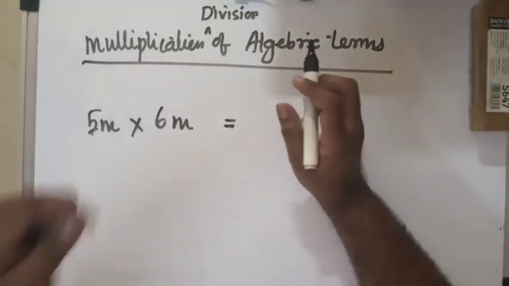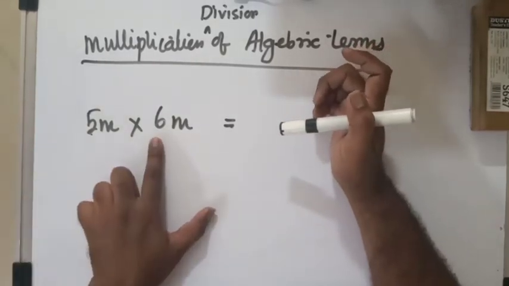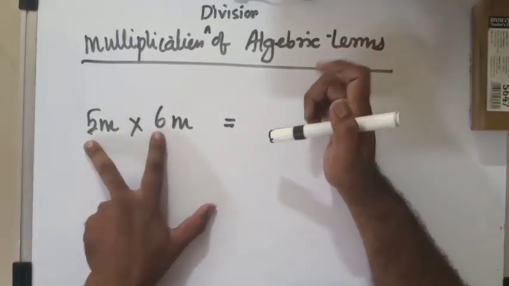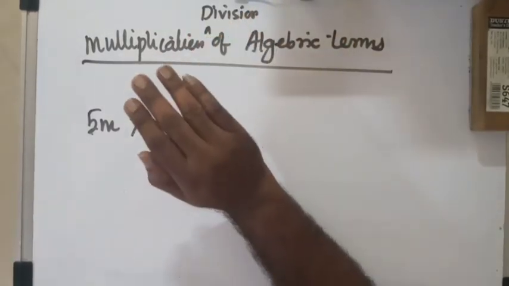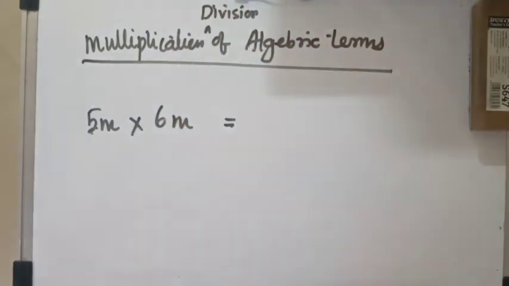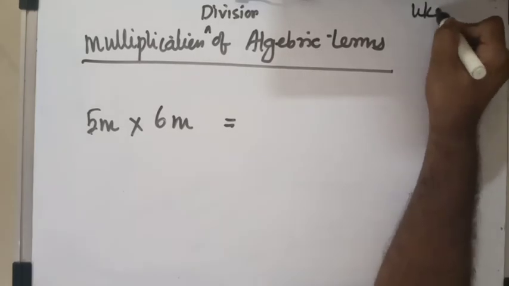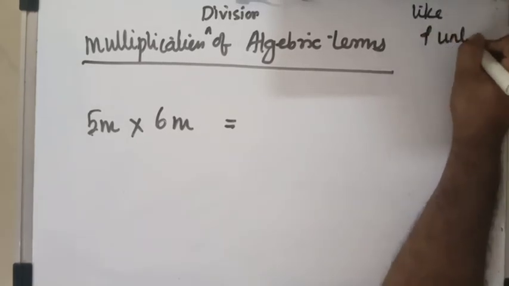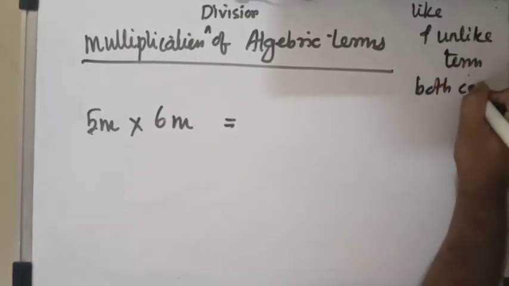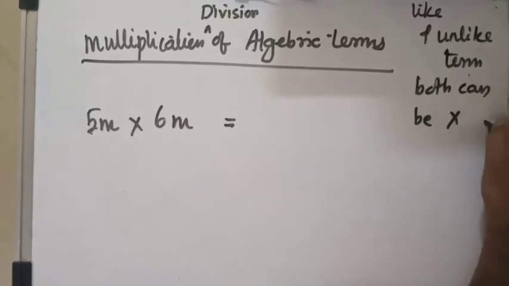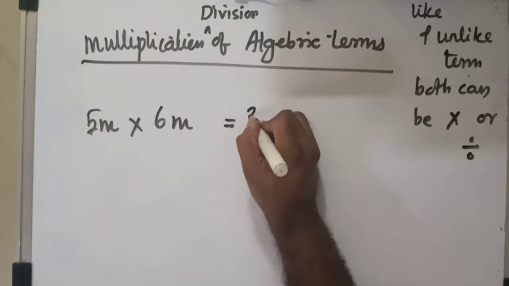Whenever you multiply algebraic terms, you need to multiply the coefficients first. Say 5 and 6. Whenever multiplication is done, like and unlike terms both can be multiplied. Always remember, like and unlike terms both can be multiplied or divided. You need to remember. So 5 into 6, 30.